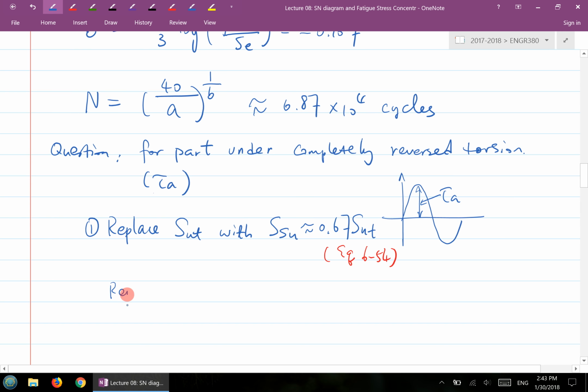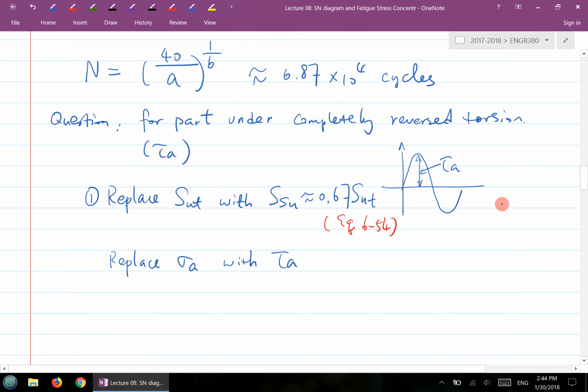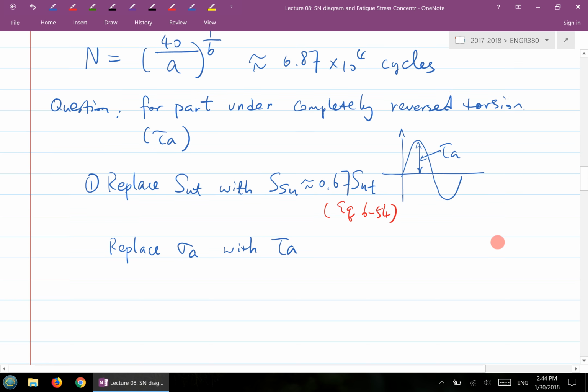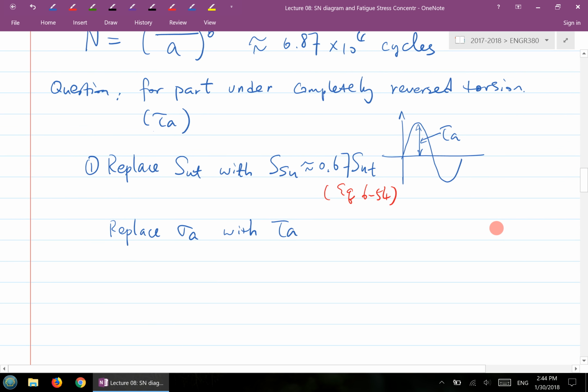At the same time, replace the sigma A with tau A. Because it's not the normal stress, it's shear stress now. That's your first step here. And then the second step, the SE, this value here, this is the endurance limit.